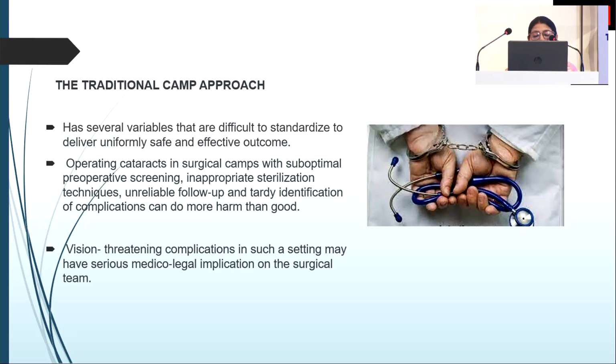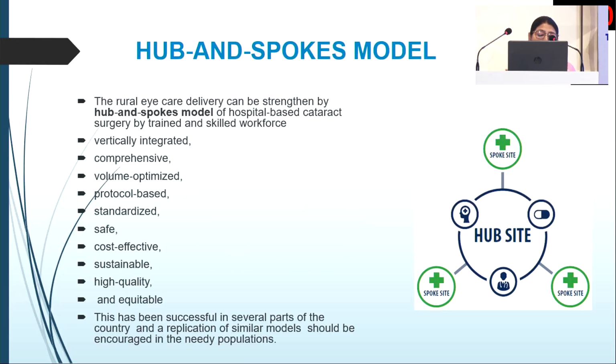So this model should be replaced by this hub and spokes model, where the patients are mobilized and screened from the spoke side and they are transported to the hub site, that is the central hospital, where the cataract surgeries are taken by a trained and skilled workforce. So this model has various advantages, right from vertically integrated to cost effective and equitable. This has been successful in several parts of the country, and the replication of similar models should be done in the needy populations.